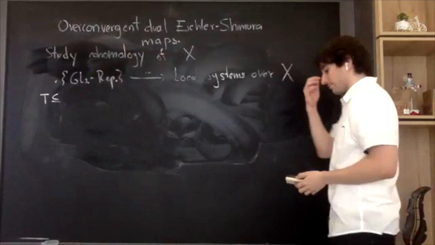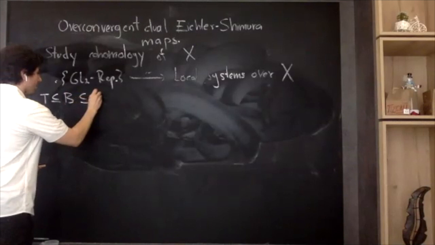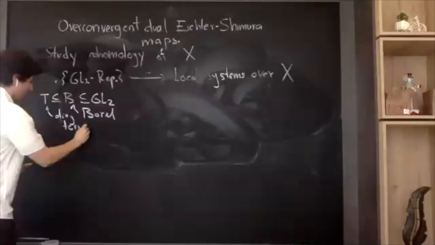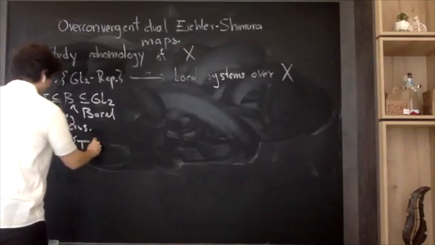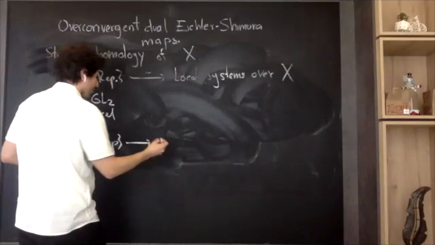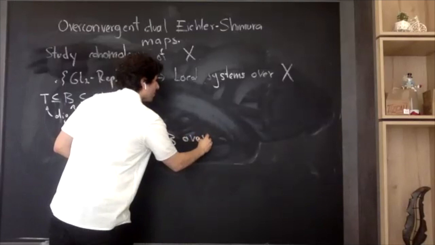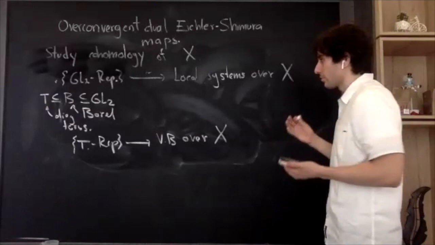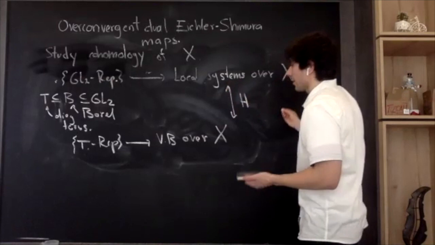Okay, so let T inside B inside GL_2 be the usual Borel of upper triangular matrices and the diagonal torus. As Vincent mentioned, we can go from T representations to coherent sheaves or even vector bundles over X. And somehow what Hodge theory or p-adic Hodge theory is doing, at least for this modular curve, is relating these two kinds of cohomologies. So this is Hodge theory.